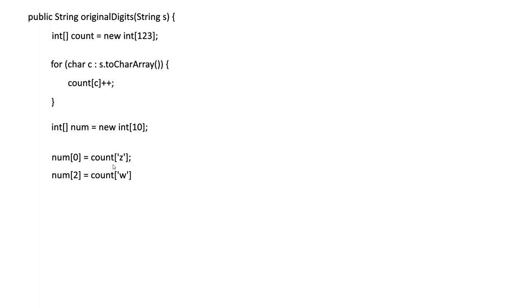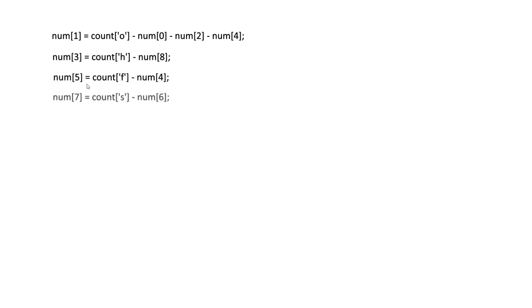And basically we're going to do the same thing that I just showed in the pseudocode. We're going to get the count of z's, the count of w's, u's, x's, and g's for each number. Then we're going to do the same thing with the odd numbers, getting, like I already explained, the count of o's, but you have to subtract out the o's associated with num 0, num 2, and num 4. And then finally, num 9 is the last number we're going to look at.